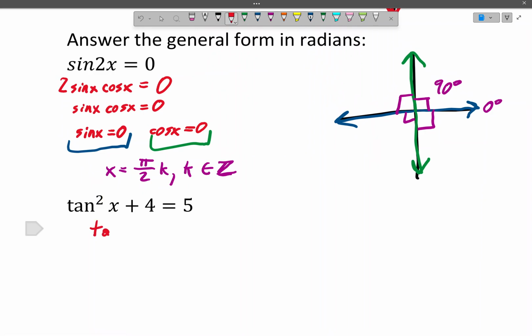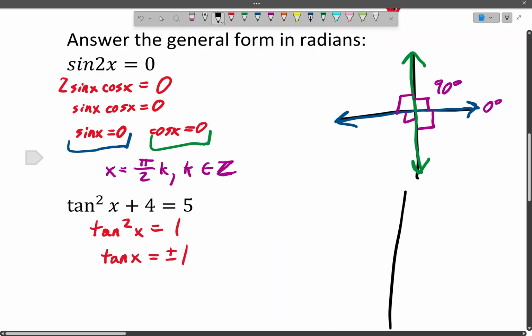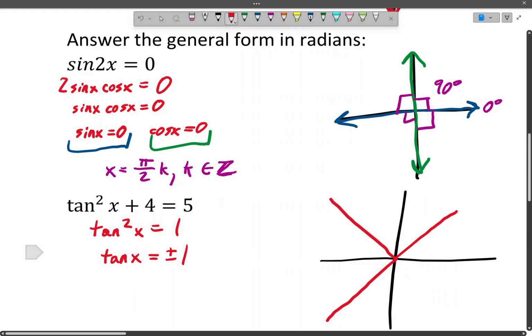Okay, hopefully you can see that this is going to be tan squared x, and then when you minus the 4 over, it's going to be a 1. And when we divide that, or square root that to get the tan x by itself, it's a square root of 1, which is positive or negative 1. We're squaring a square root, or square rooting a square, so we're going to get a positive and negative result, which is wonderful because if we look around our unit circle, where is positive tan? Where tan is 1, it's there and there. Where is it negative? It's there and there.